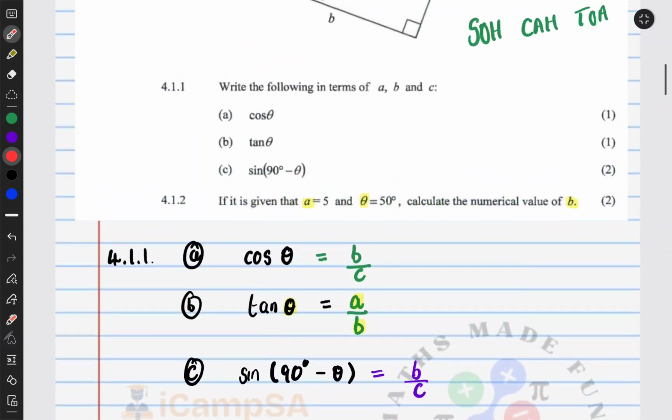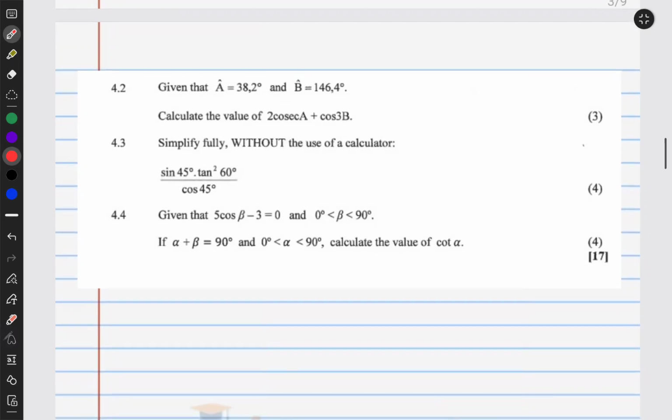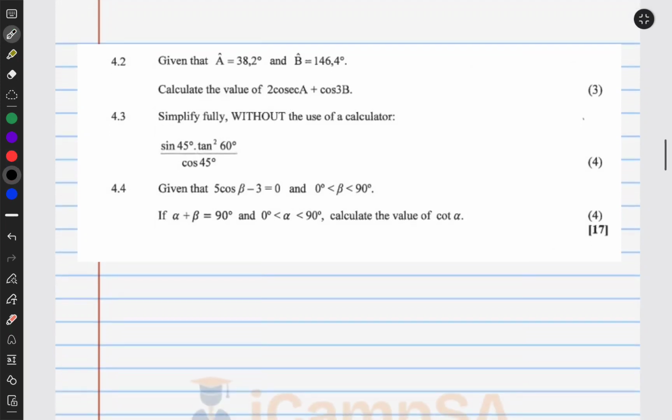That was 4.1.2. Next we have 4.2. We are given that angle A is equal to 38.2 degrees and angle B is equal to 146.4 degrees. For 4.2, we have to calculate the value of 2 cosec A plus cos 3B.